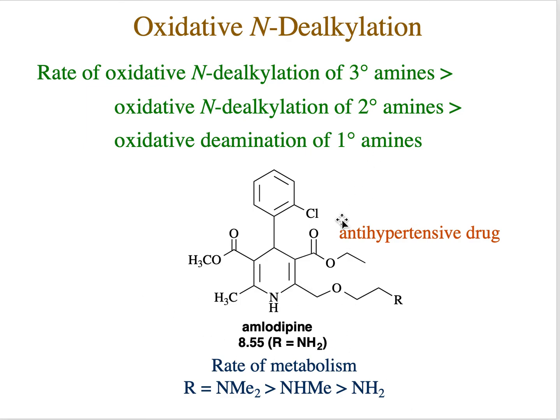Okay, so yeah, the amount of methylation slows it down. So for dealkylation, tertiary amines are the fastest to get dealkylated. Secondary amines, second fastest. Primary amines, that is oxidative deamination. That's the slowest. So that's a little different reaction.